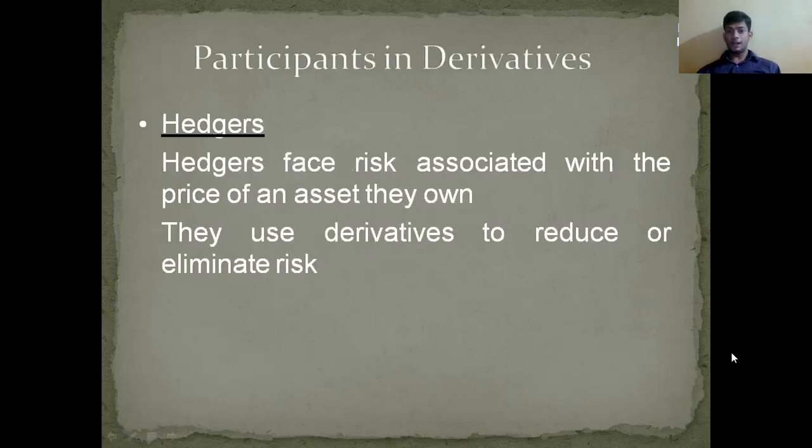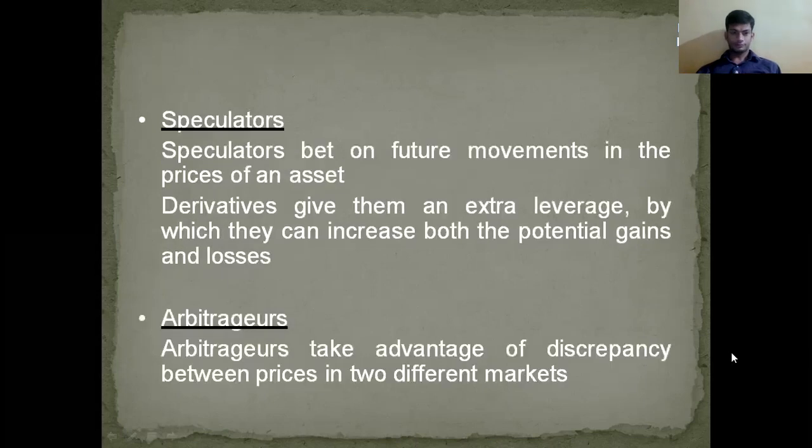Participants in derivatives. Hedger. The first participant is the hedger. A hedger faces the risk associated with the price of assets they hold. The person is an investor. They use derivatives to reduce or eliminate risk. Derivatives mean different risks are covered: some investment in shares, some in debentures. If there is a loss here, we take some profit there and equalize it.